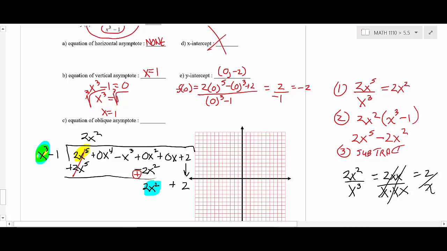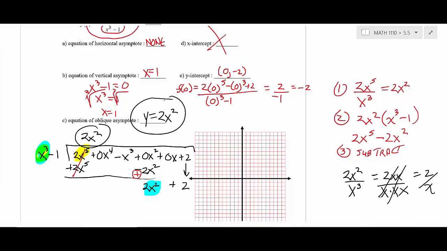We don't care about that, okay? We're just looking at whole numbers and stuff. So this thing right here is going to be your oblique asymptote. So it's y equals 2x squared, okay? And basically the remainder, you know you're done because that exponent is less than that. Anytime that exponent's less than that, you don't go any further.